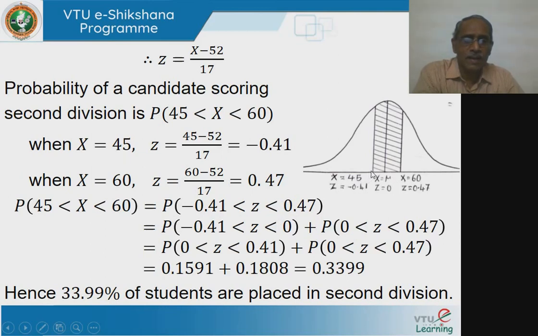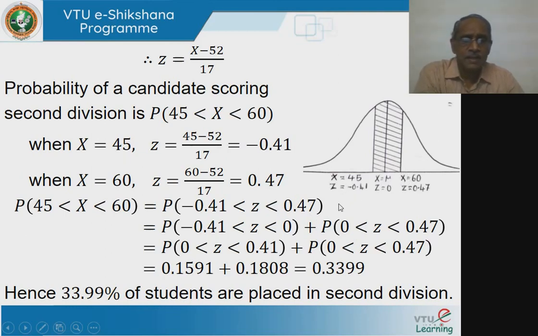When x is equal to 45, z is minus 0.41; when x is equal to 60, z is 0.47. That means we are interested in this shaded region. This area is equal to the area between z equal to minus 0.41 and z equal to 0, plus the area between z equal to 0 and z equal to 0.47. So this can be written as the probability of minus 0.41 less than z less than 0, plus the probability of 0 less than z less than 0.47.